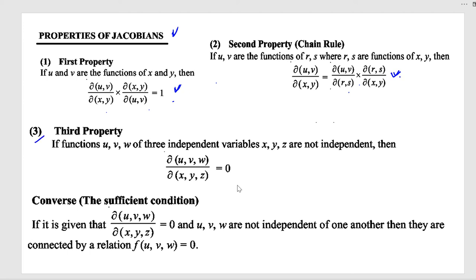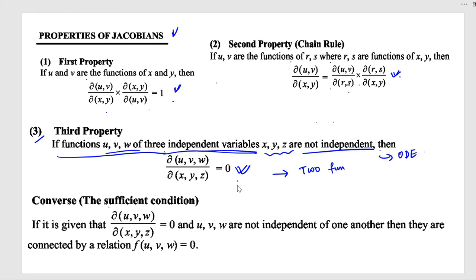The third property says if u, v, w are three functions of independent variables and x, y, z are not independent, then we will have this Jacobian as 0. In fact, when we study ordinary differential equations, we will see that the Wronskian is a concept which gives us the independent solutions, whether two or more functions are independent.